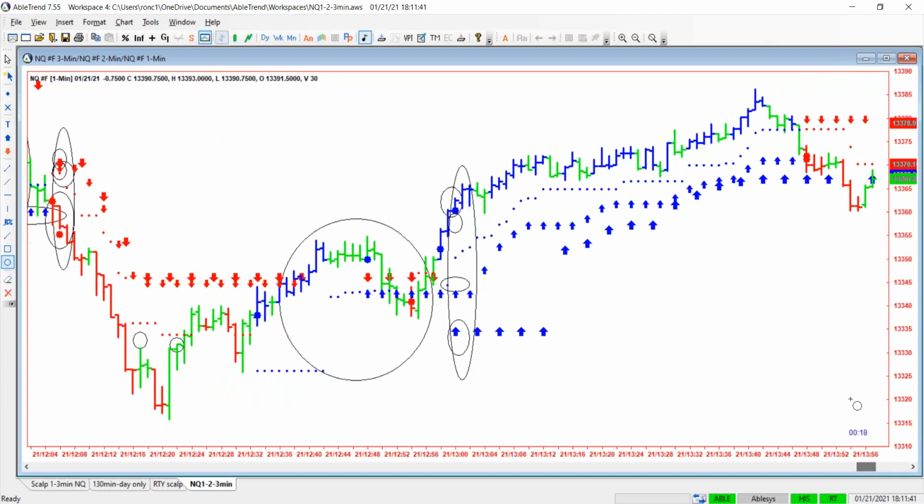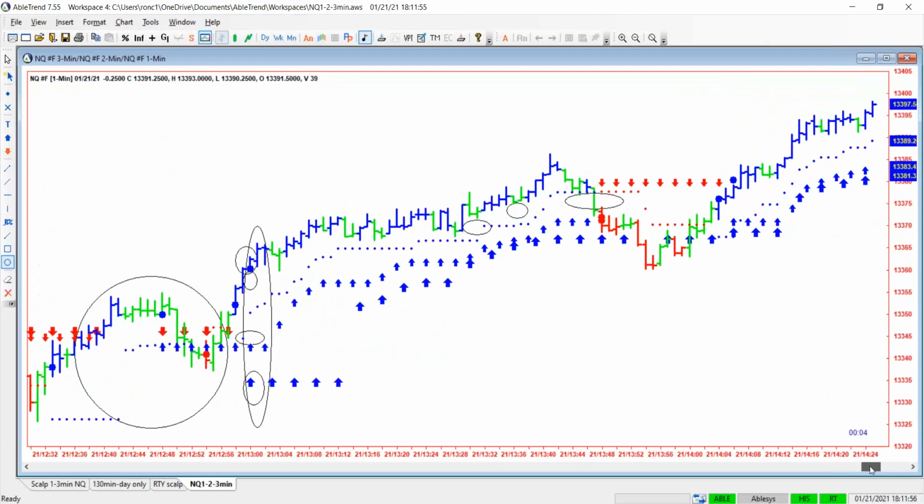You certainly can get in right there. Everything looks fine, and that one would have worked out nice. Here's our 2 greens. Stop goes under it, never hit it. 2 greens, stop out. So that was another one. It wasn't a big one. It was like 10 points, but it was a winner.